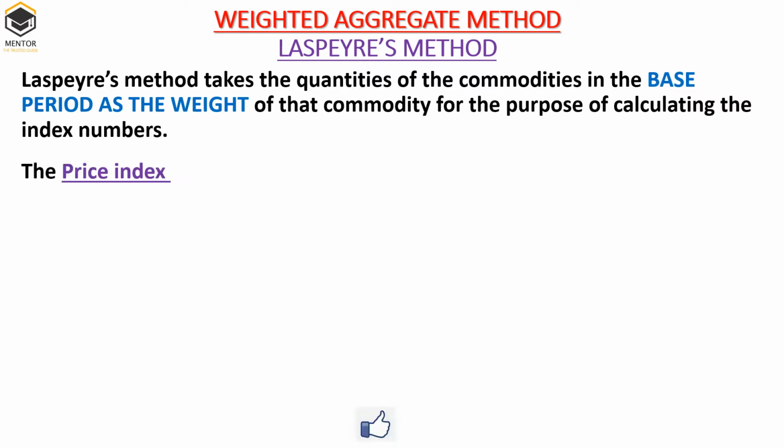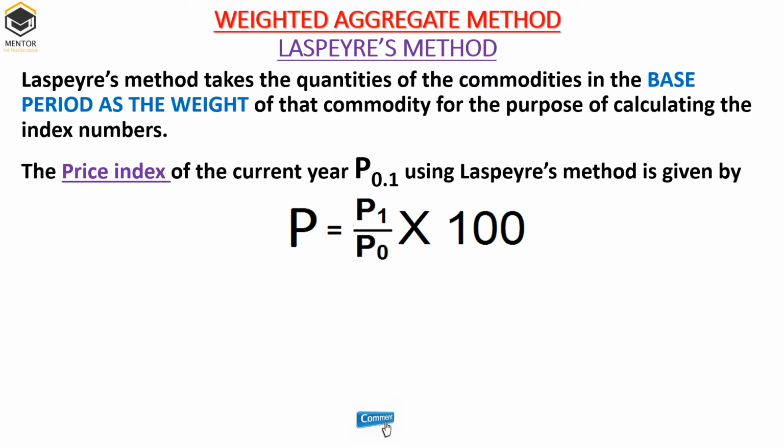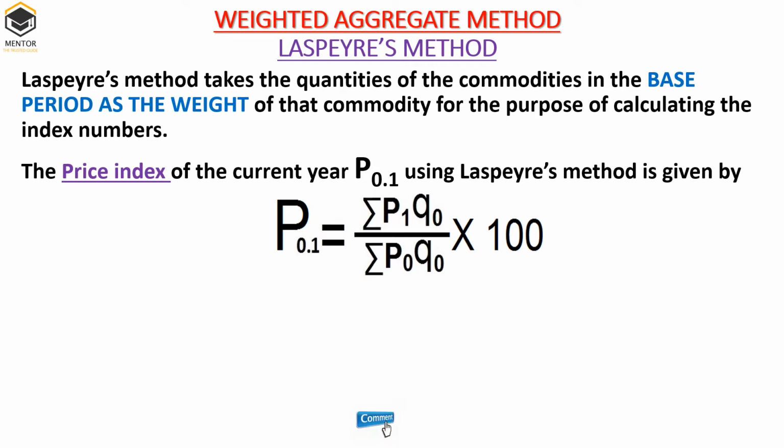So the price index of the current year P01 using the Laspeyres method is given by this formula. If you remember, this formula is our price relative formula: price relative P = P1 by P0 into 100. To this formula we just add something: summation Q0 in the numerator and summation Q0 in the denominator. These are the additional things we add to our price relative, so that this particular formula changes to the Laspeyres method.